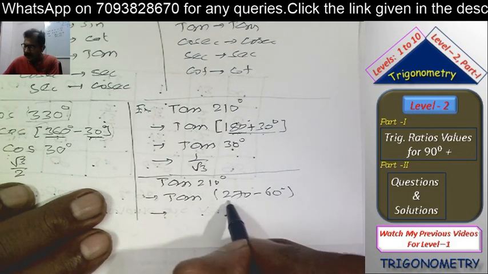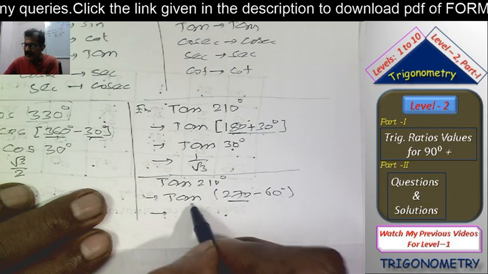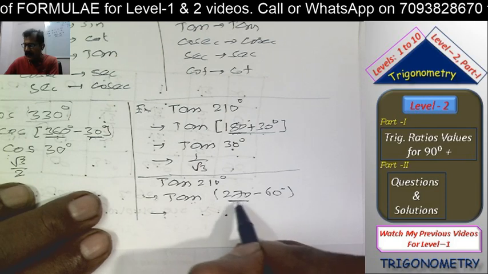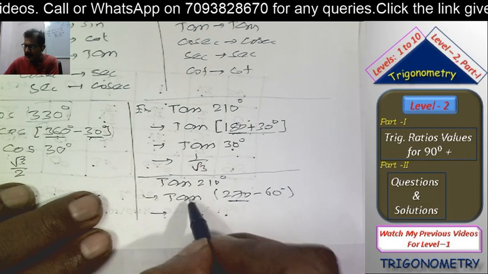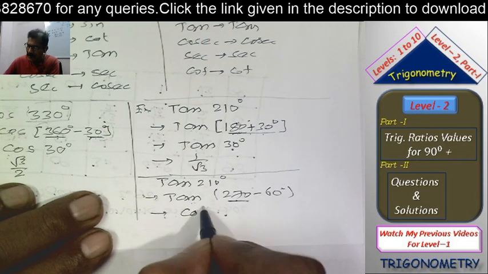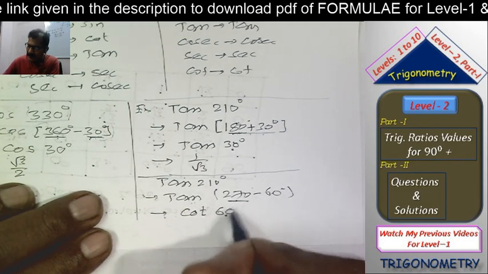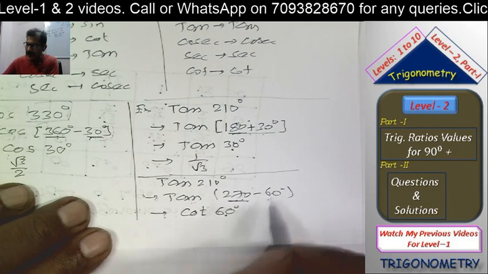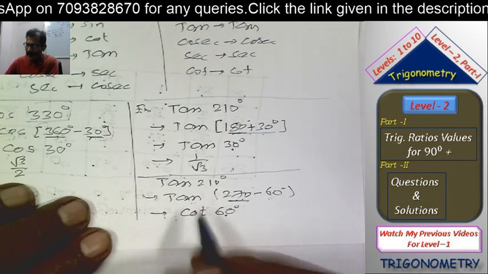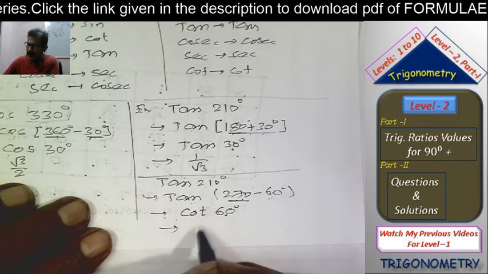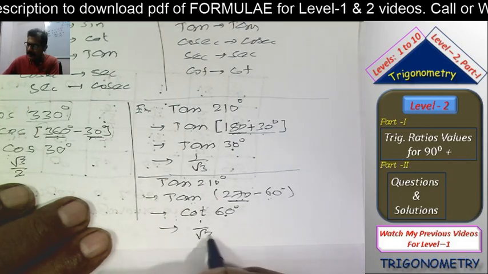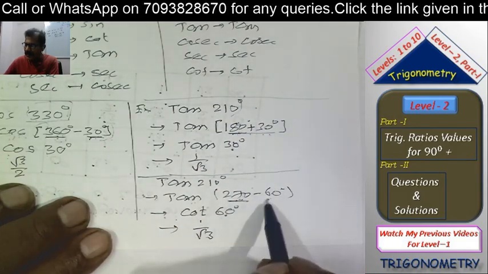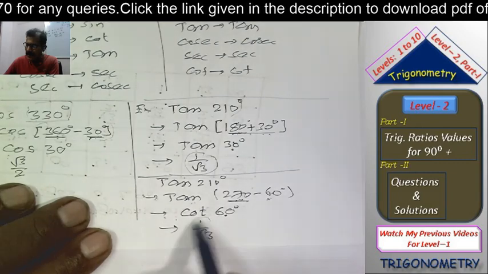And here, if it is 270 or 90 degrees, this must change. For 180 or 360, this is not going to change. For 90 or 270, it must change. For 270, tan changes into cot, so I'm writing cot, and this angle 60 as it is. Further, 270 minus theta belongs to the third quadrant. In the third quadrant, tan is positive, so this remains positive. Just write down the cot 60 degrees value. Cot 60 is nothing but 1 by root 3. So however you write this 210, as 180 plus theta or 270 minus theta, the result will be the same.